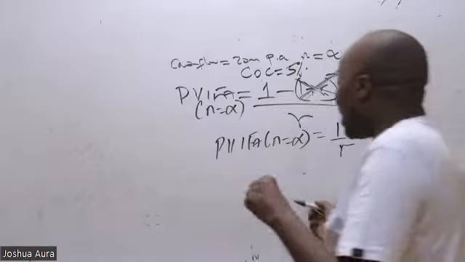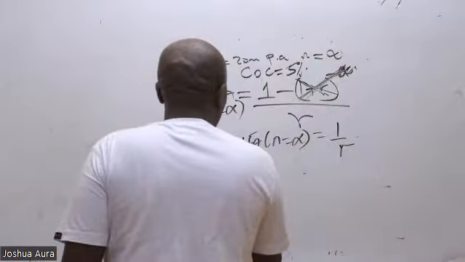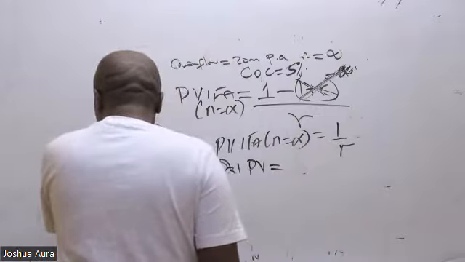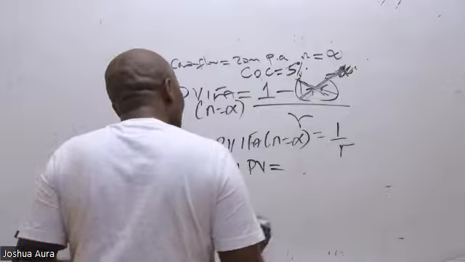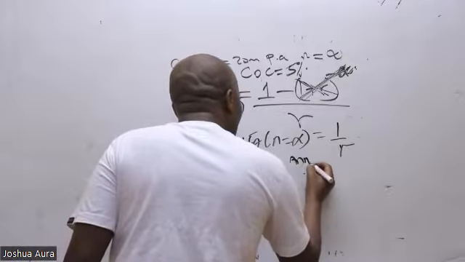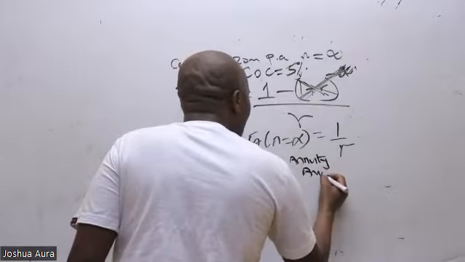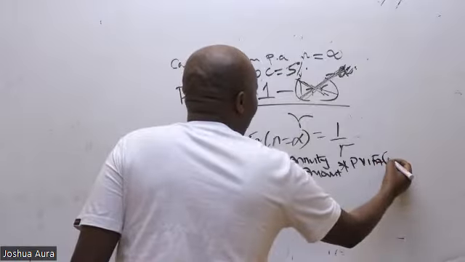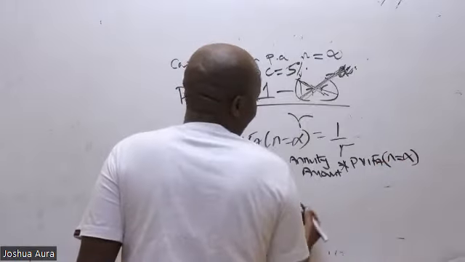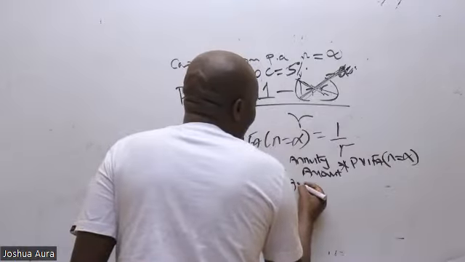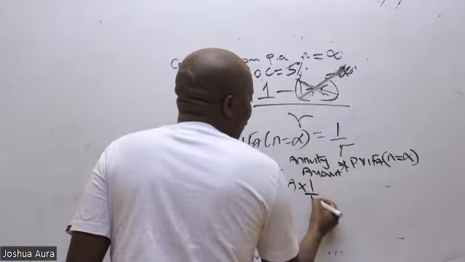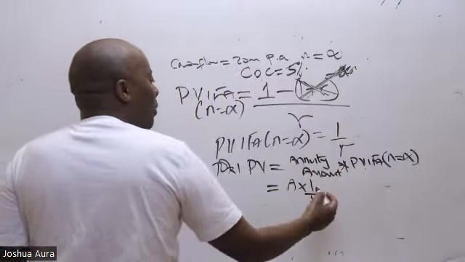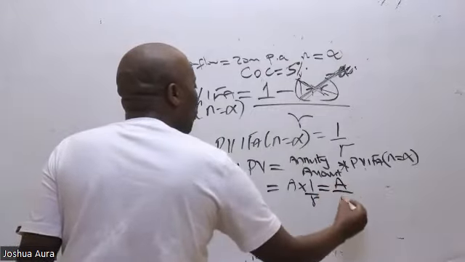And then when they want me to come and give them the total present value, what I'll do is take the annuity amount times PV. Now this time round, when n is infinity, this will be the annuity amount A times 1 over R. Because now this PV when n is infinity is 1 over R, which basically translates to amount over R.